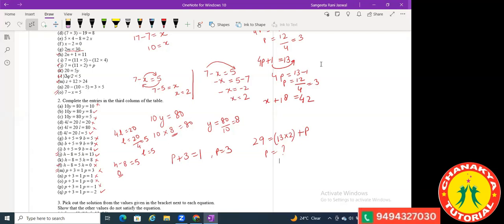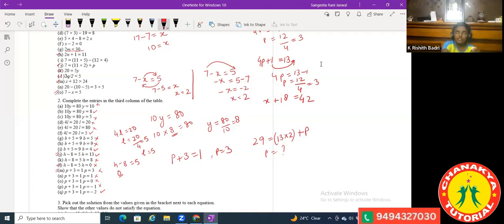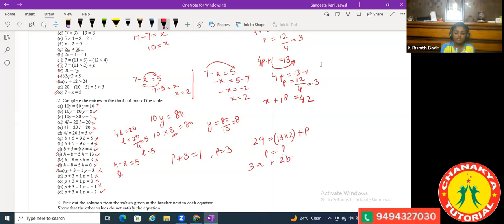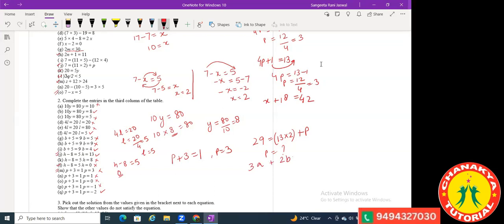If n takes the value 3, find the value of n plus 3. Ma'am, 6. Good. Okay. Radha has 3a red marbles and 2b yellow marbles. The total number of marbles with her are 3a plus 2b. Yes, good.